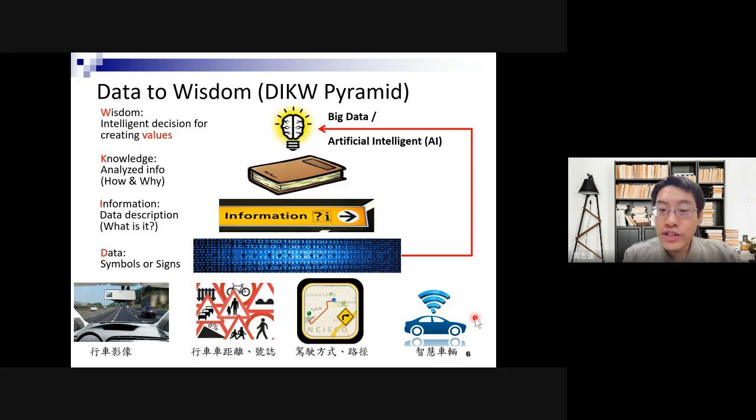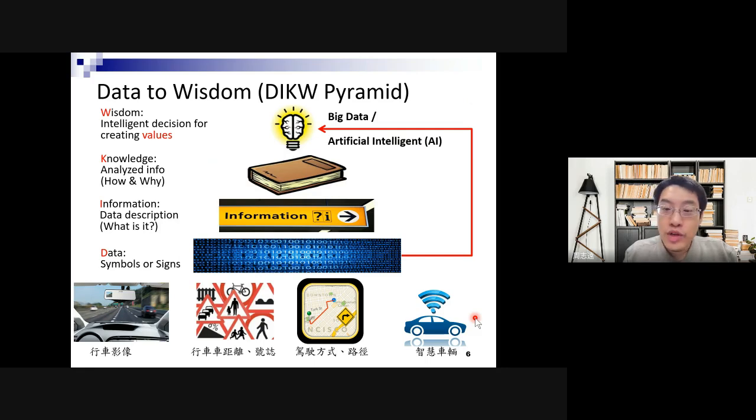That becomes wisdom. Wisdom usually means an intelligent decision, which can create value or achieve some goal or purpose. So knowledge is not enough, right? Maybe you can have a very high score in the class, but that doesn't mean you are able to solve the problem you encounter in your work. So at the end, what people really want usually is wisdom.